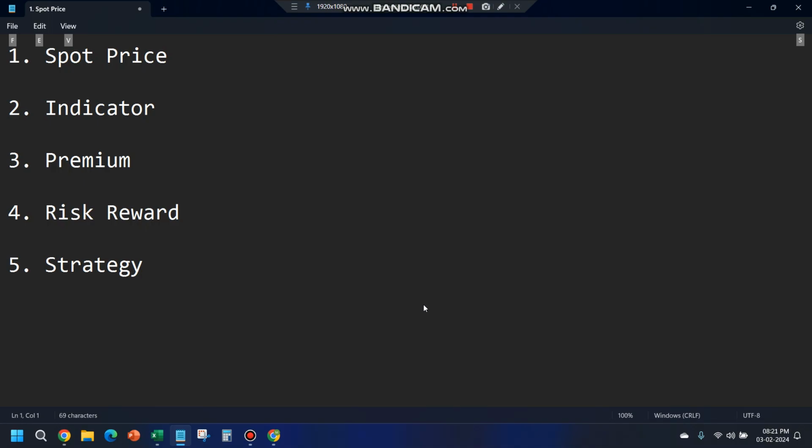So for this reason, I'll explain to you five different ways majorly used for deciding upon a stop loss. Okay, the first one is based on spot price. Second is based on indicator. Third is based on premium. Fourth is based on risk reward, and fifth is based on strategy.